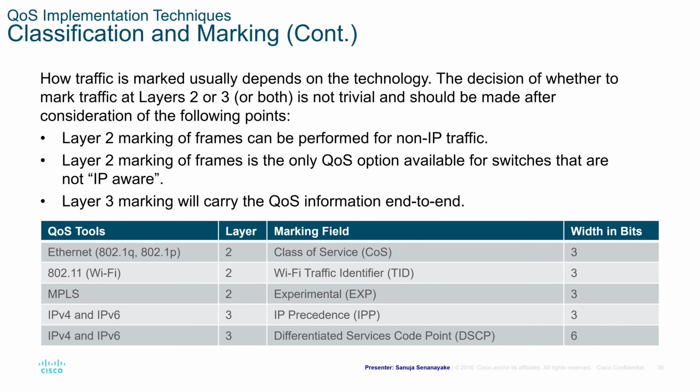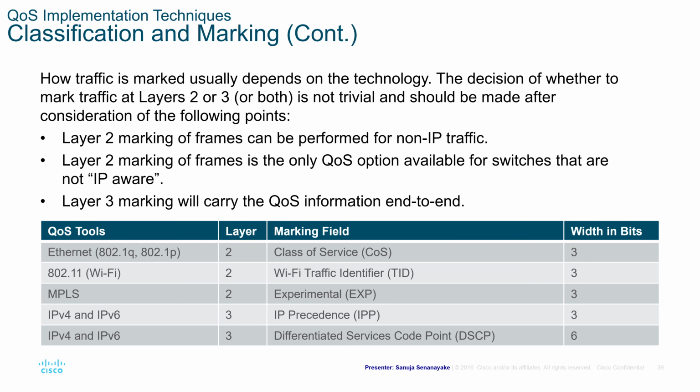How traffic is marked usually depends on the technology. The decision of whether to mark traffic at layer 2 or layer 3, or to use both, is not trivial and should be made after consideration of the following basic points. So remember that, if you are a network engineer or technician and have to make a decision whether to mark at layer 2 or layer 3 or use both, it should be determined based on certain considerations. Those considerations include things like: layer 2 marking of frames can be performed for non-IP traffic.